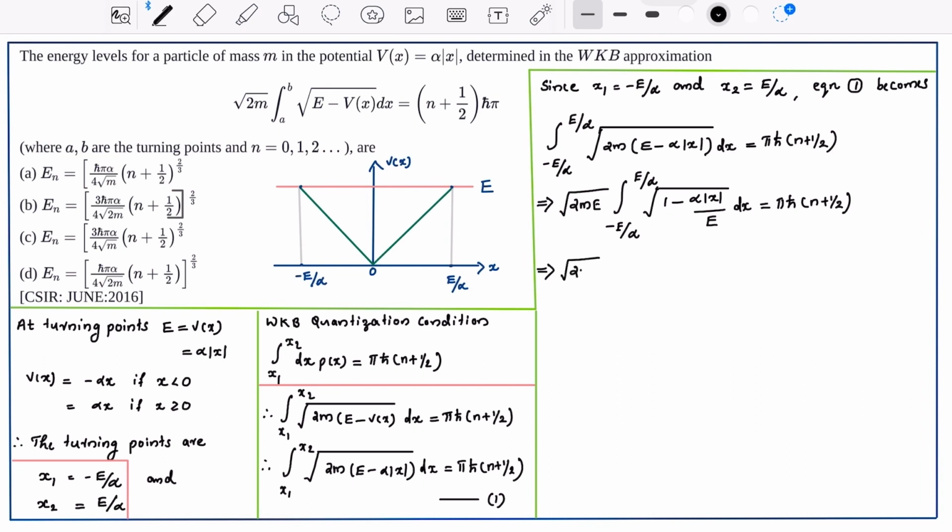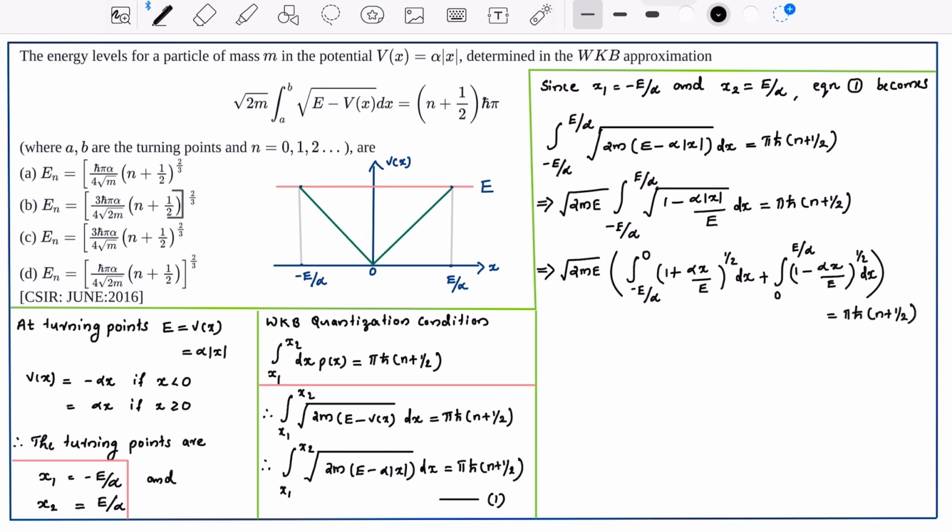Now this is equal to square root of 2mE into, since we have the modulus function, we have to separate the integral: integral from minus E by alpha to 0 of 1 plus alpha x by E all raised to 1 by 2 dx, plus integral from 0 to E by alpha of 1 minus alpha x by E all raised to half dx, that is equal to pi h bar into n plus half.